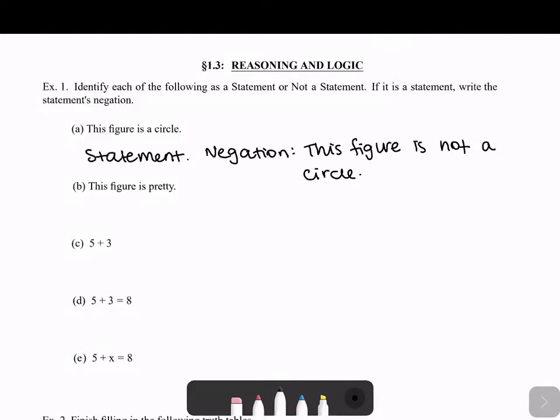Okay. B, this figure is pretty. So if you're given a figure, you are given this statement, this figure is pretty. Well, pretty tends to be something that is more subjective, right? It depends on who's looking at the figure if they think it's pretty or not. Something being pretty is an opinion. It's not a statement because statements are facts. So this is not a statement.